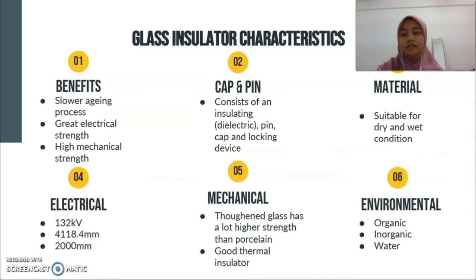Now we move to the next slide, which is about the glass insulator characteristics. The benefits of using these glass insulators include a slower aging process, great electrical strength, and also high mechanical strength. The locking device is made of stainless steel and it is part of the insulator fixation. For the material characteristic, the insulator is designed using glass material for the best endurance and performance. The performance of the glass insulator is suitable for dry and also wet conditions.